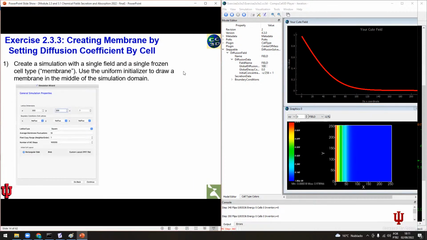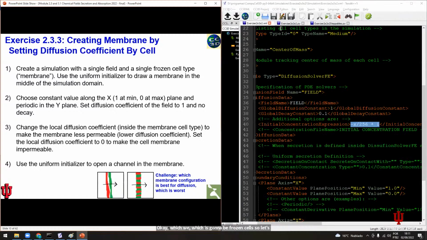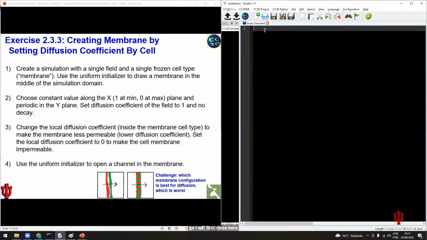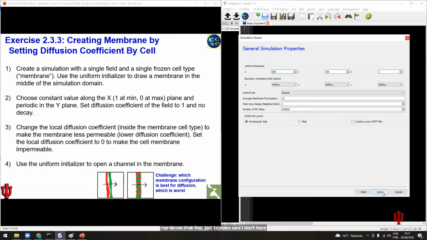So this is the exercise. I will build a new simulation from scratch, okay? Basically what we need to do is set proper boundary conditions and build this barrier, which is gonna be frozen cells. So let's go. I will first close here. And in the XML, so go to your XML, hit CC3D project and build a new project. So I will name it membrane underline, just to make sure I don't have another membrane simulation. And I hit next. Okay.